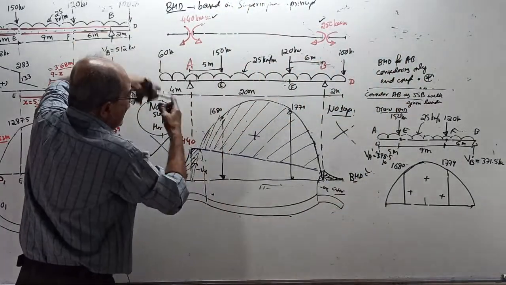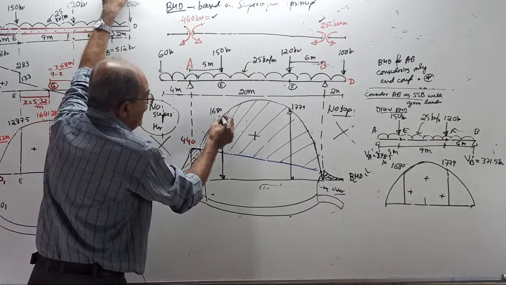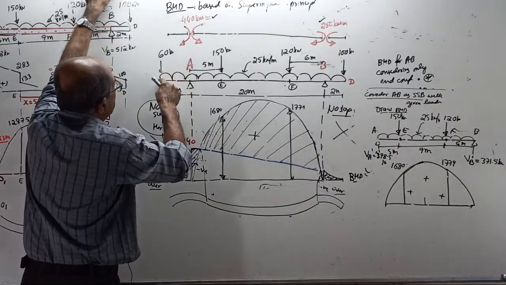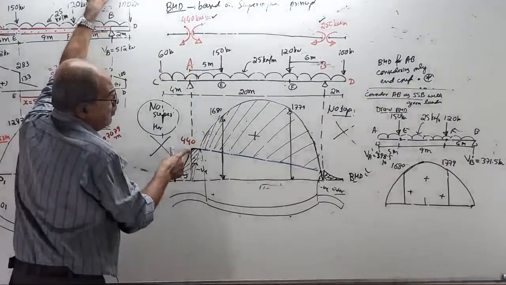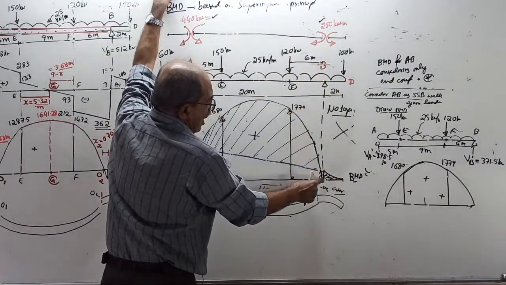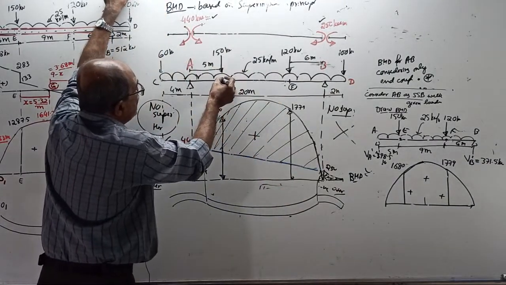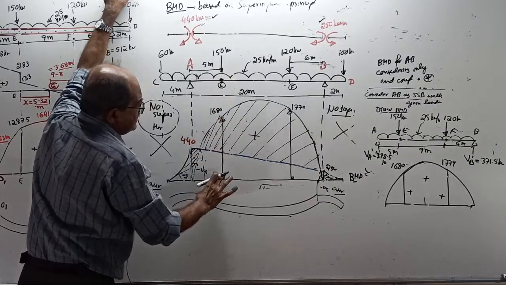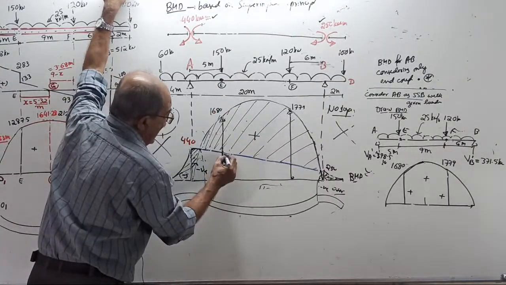But one thing. See, the real BM here is not this full 1680. See, real BM at this point C, 0. Real BM at A, hogging 440. Real BM at D, zero. Real BM at B, hogging, 250. Suppose you want real BM at E. If you want real BM at E, it is not 1680. You subtract this distance.